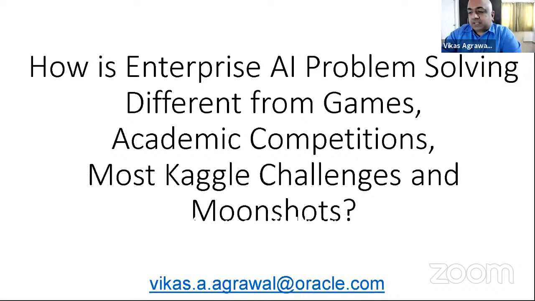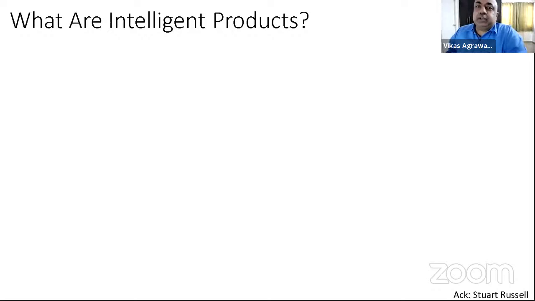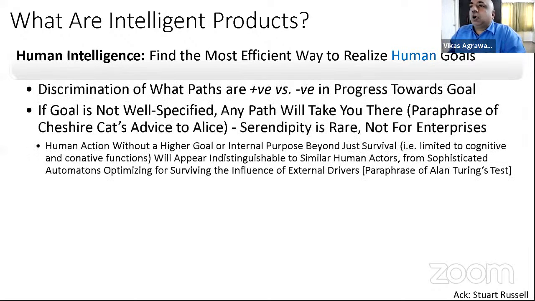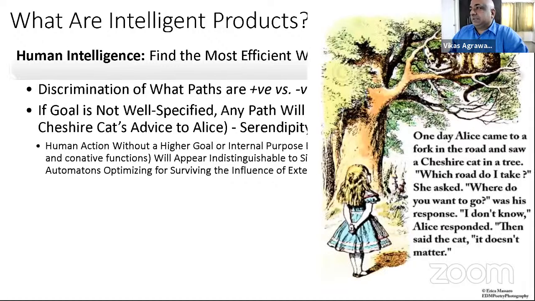Thanks for the very generous introduction, Saurabh. So this is about when AI has to get real beyond the classroom. First of all, let's be very clear about what intelligent products are, or what our intent is in creating intelligent products. Generally we think of human intelligence as finding the most efficient way to realize human goals, and it typically involves discrimination of what paths are positive versus negative in progress towards the goal. Now, all of us know if a goal is not well specified, any path will take you there. That's what the Cheshire cat told Alice in Alice in Wonderland.